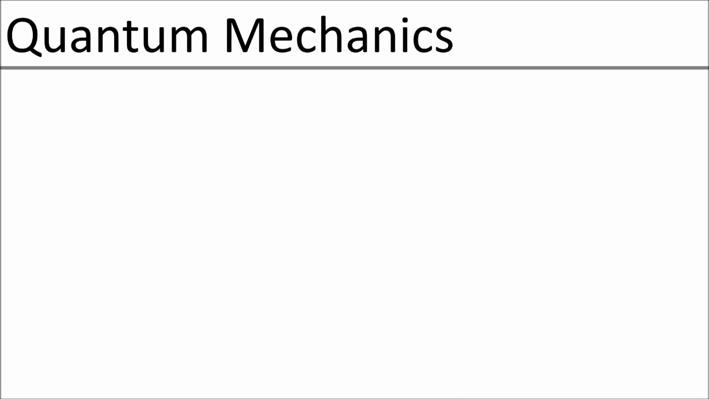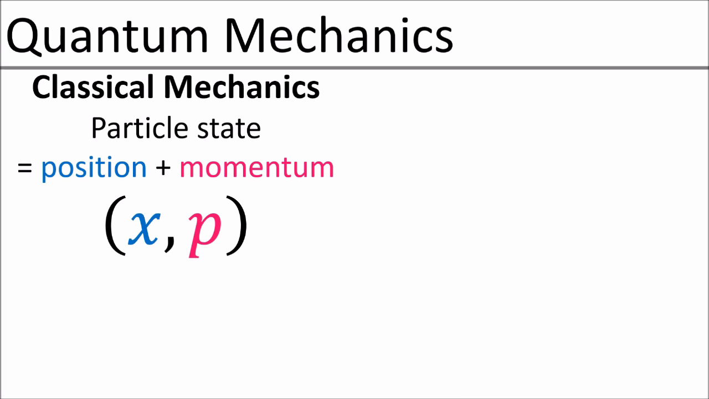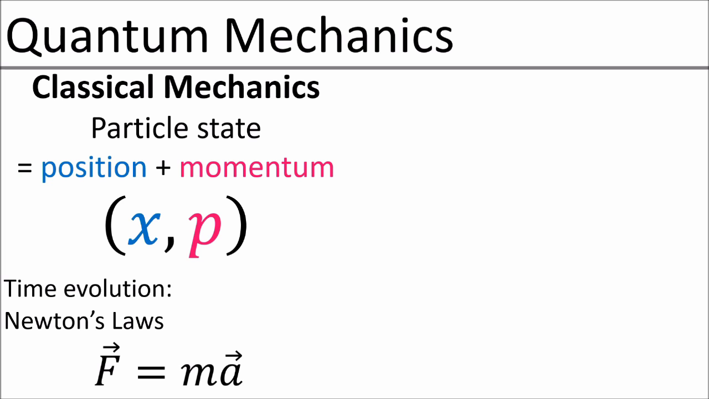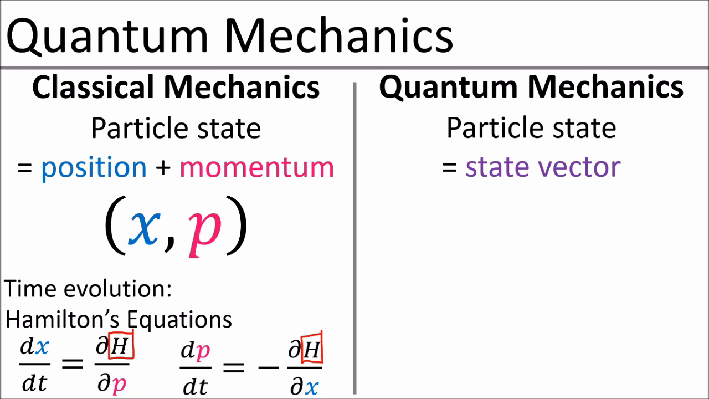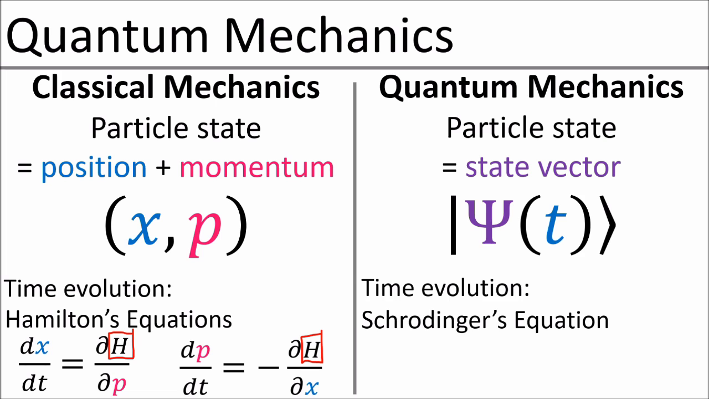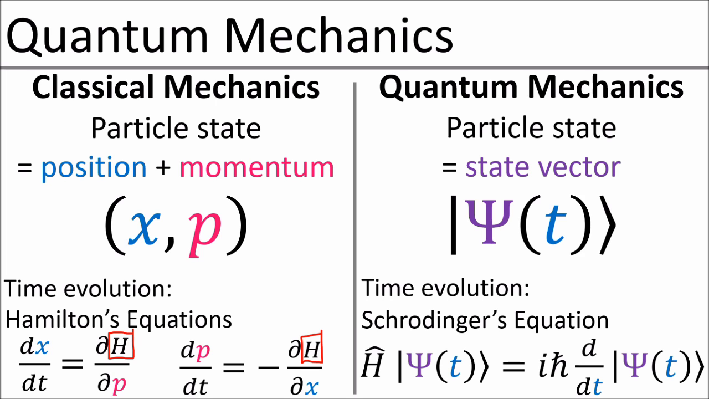In classical mechanics, the state of a particle is given by its position and momentum, basically where it is and where it's going. The state of the particle then evolves in time according to Newton's laws. Newton's laws can be reformulated in many different ways, including Hamilton's equations, which use the Hamiltonian H, which is sort of like the total energy of the system. In quantum mechanics, the state of a system is given by an abstract state vector psi of t. The state evolves in time according to the Schrödinger equation, which contains the Hamiltonian operator H hat.